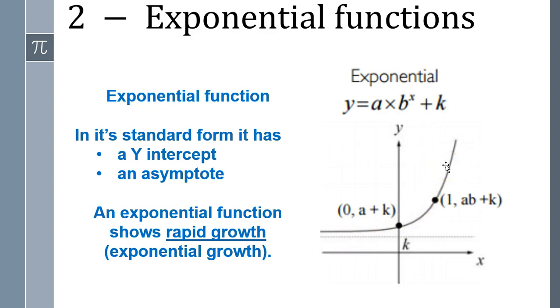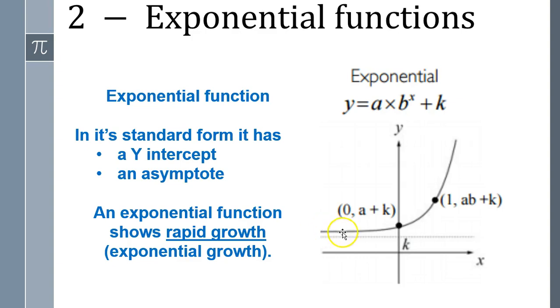There's three main points that you'll use when you're graphing, but it's got two distinctive features here. It has a y-intercept, which we've seen many times before, and it has an asymptote, which is new this unit. We haven't seen asymptotes yet, and we'll talk about that a little later on. Okay, but an exponential function shows rapid growth. You've probably heard the phrase exponential growth, or it grows exponentially. That's what we're talking about.